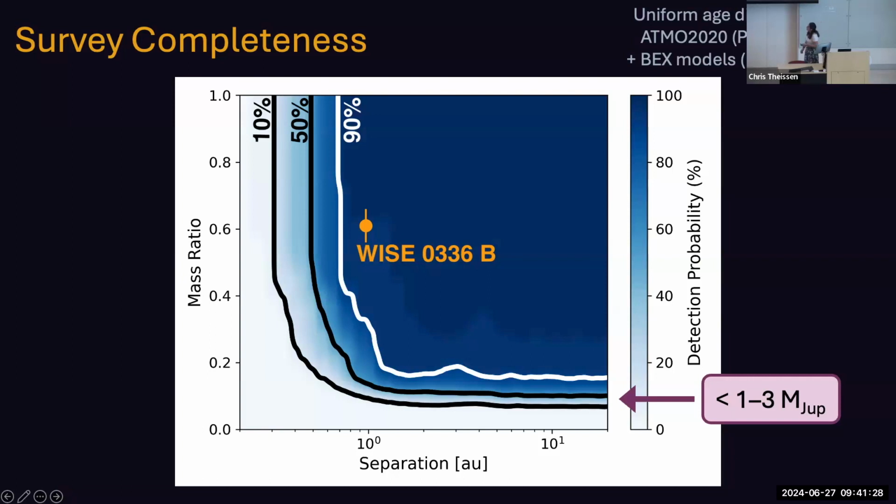So this map here is showing the system mass ratios that we reach as a function of separation in astronomical units. So we are complete down to mass ratios between 0.1 and 0.2 beyond 1 AU around all systems, and even at sub-AU separations for quite a few of our targets. These mass ratios correspond to mass limits around 1 to 3 Jupiter masses and possibly even down to sub-Jupiter masses if our systems are on the young end.